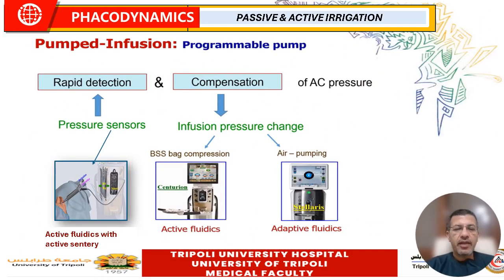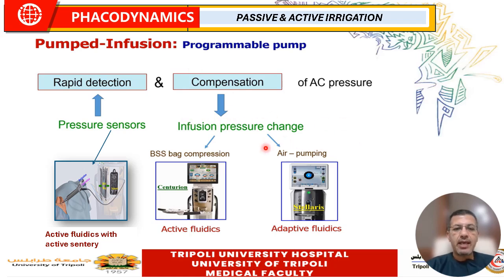The second type of irrigation, as we mentioned before, the first type being passive irrigation or gravity-based irrigation. The second one is pumped irrigation or active irrigation. This is usually programmable and connected to the computer system of the machine, and it has rapid detection of the fluctuation of the intraocular pressure and compensates for any drop in the pressure by increasing the infusion pressure.